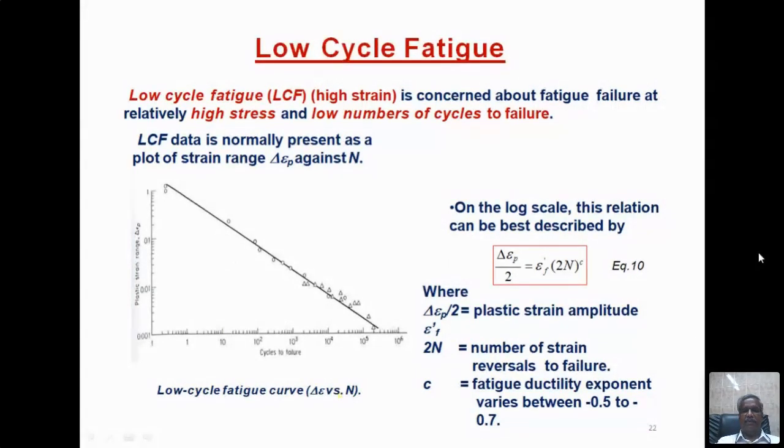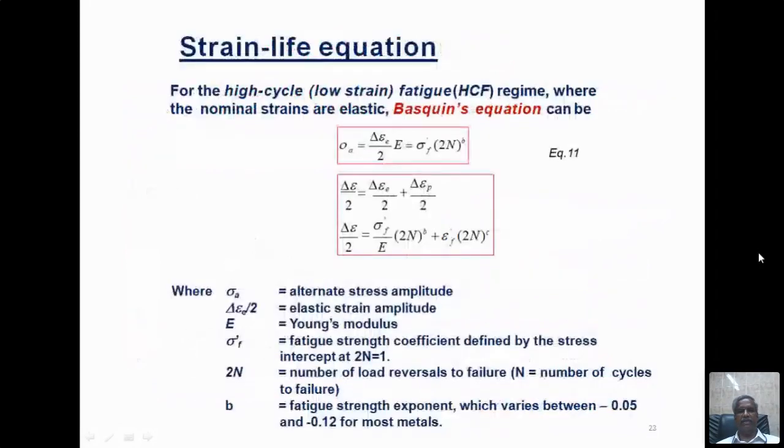So this curve is governed by an equation again. Here C is the intercept of the fatigue experiment, varying from 0.5 to 0.7, and delta epsilon P is the plastic strain range. N is the number of cycles to failure, and epsilon P by 2 is the plastic strain amplitude. This is the governing equation. Another equation is the strain-life equation.